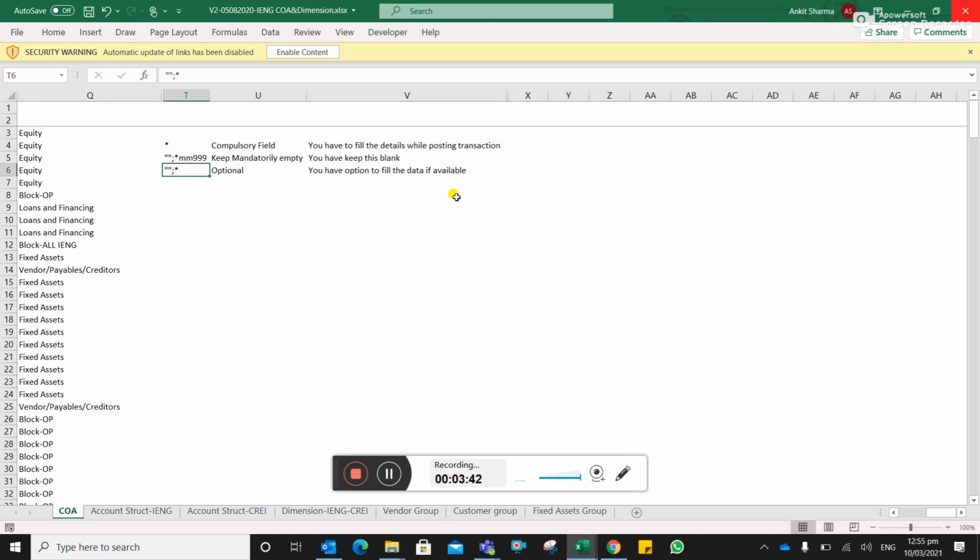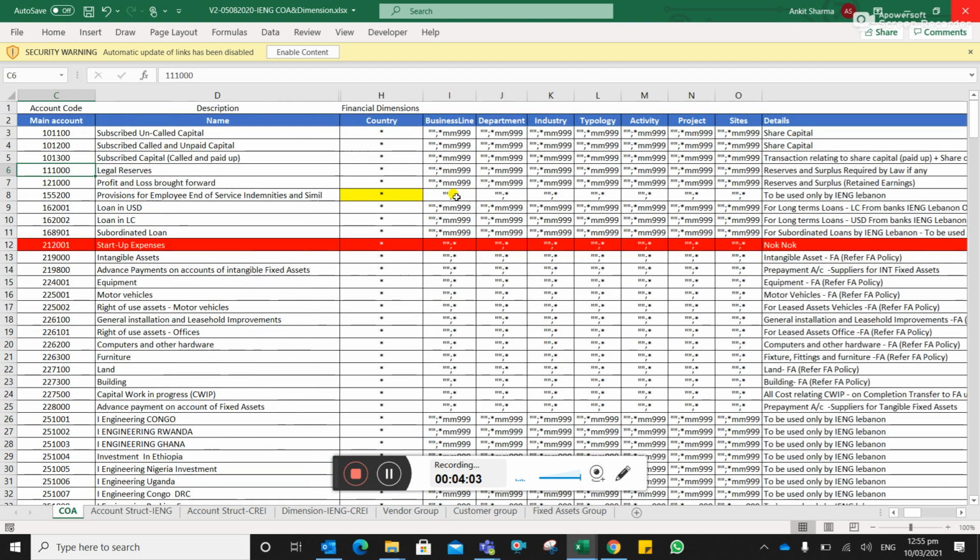My personal opinion would be, for the optional part, fill in as much information as you can. Though it gives you an option to fill or not to fill that particular field, personally, if I need to advise you, I would make sure I always fill in the information rather than leaving it blank, because the more data you capture, the more data you'll have for performing the analysis. So again, coming back to the topic, account structure.